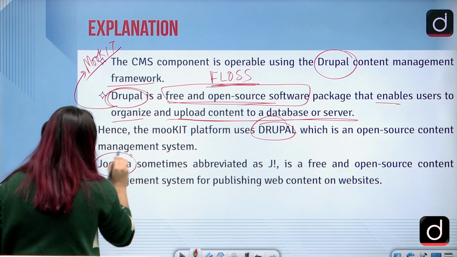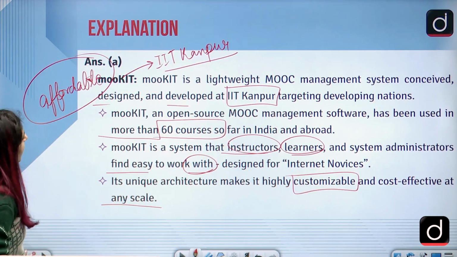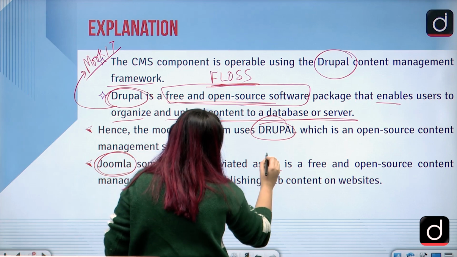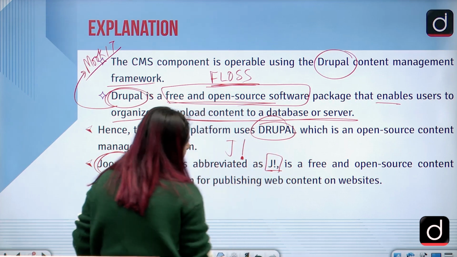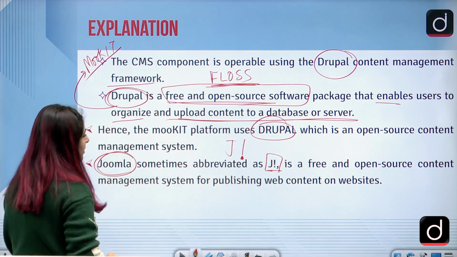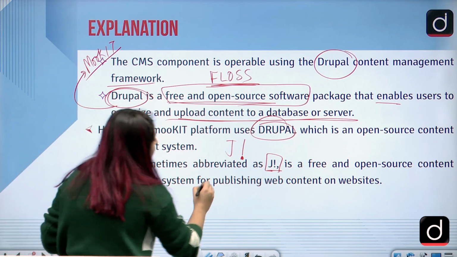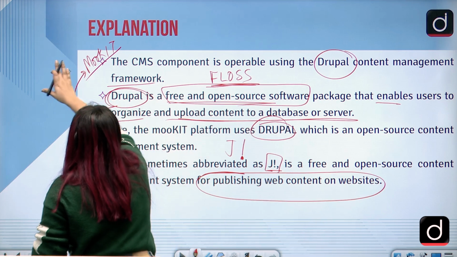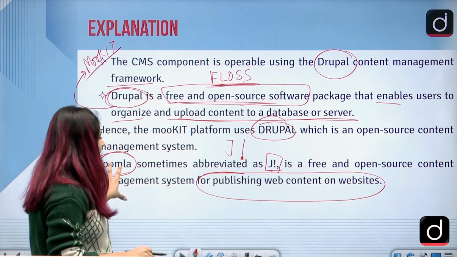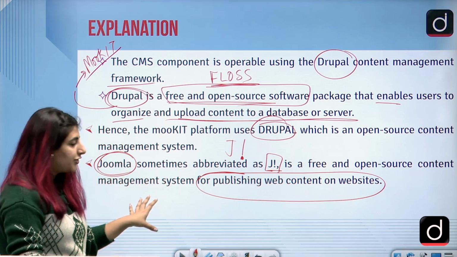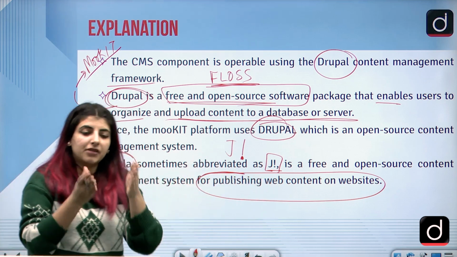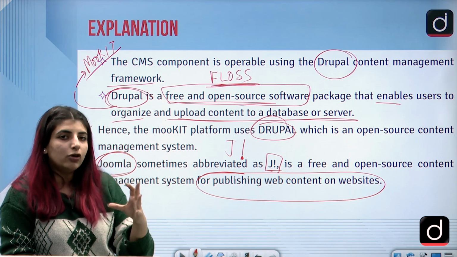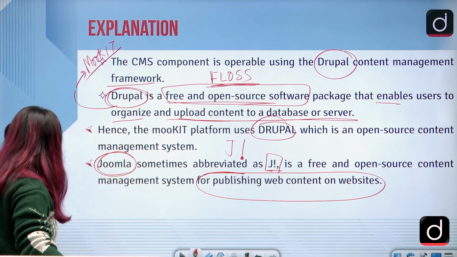Then we have Joomla, correct? These were the other options in the question which should be discussed by us. Joomla, sometimes also called J with an exclamation mark, is also a free and open content management system, but for publishing web content on websites. Here it is just for the MookIT platform because they asked us about the MookIT part. But if we see Joomla, yes, it is open source software, but for publishing web content on websites. So you need to be the person who is placing, using, altering or publishing the content on the websites.